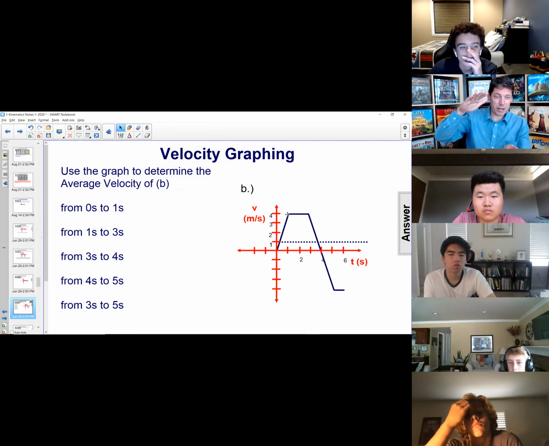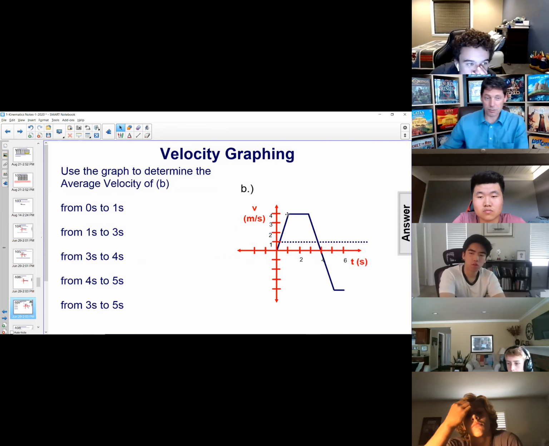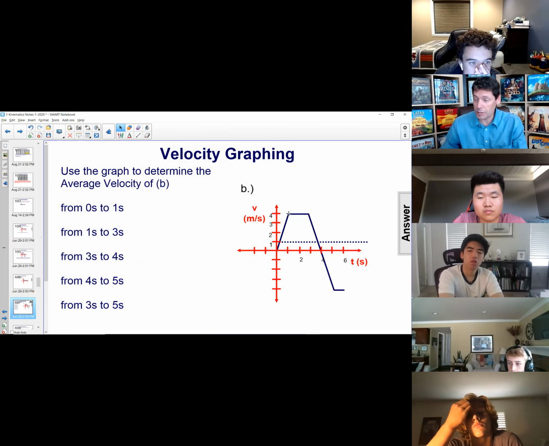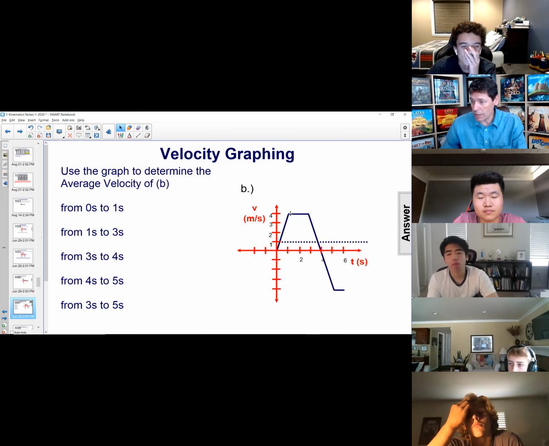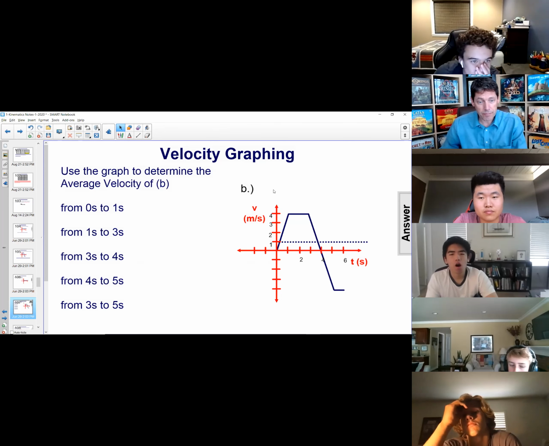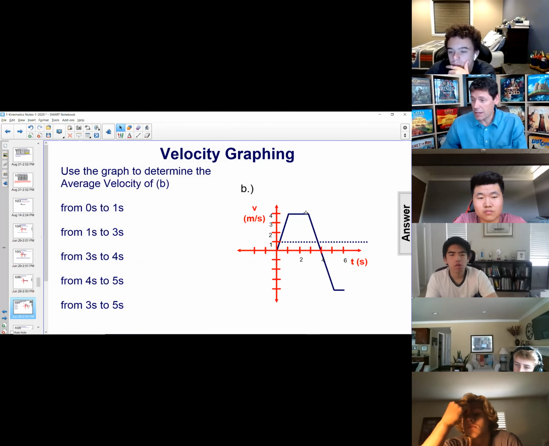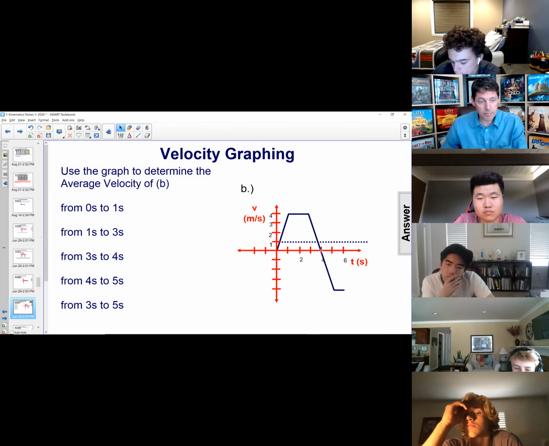4 plus 0 divided by 2 is 2. The midpoint is 2, right? So the average in this first segment is 2 meters per second in the positive direction, right? Positive 2 meters per second. What's the average in this plateau across the top? 4. Positive 4. It's 4 the whole time. What's the average from the plateau down to 0? 2. Positive 2, right?